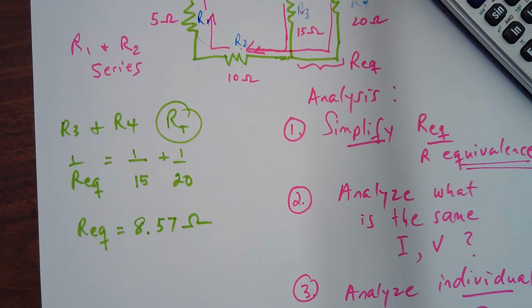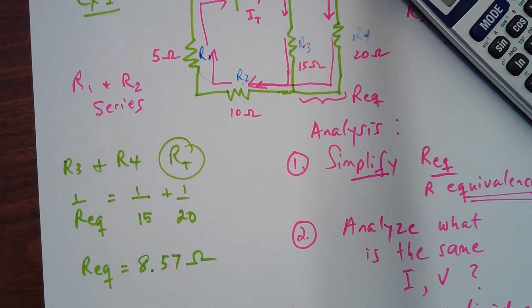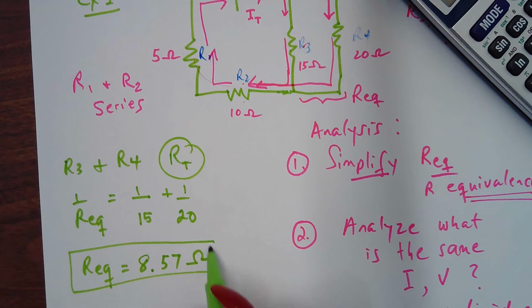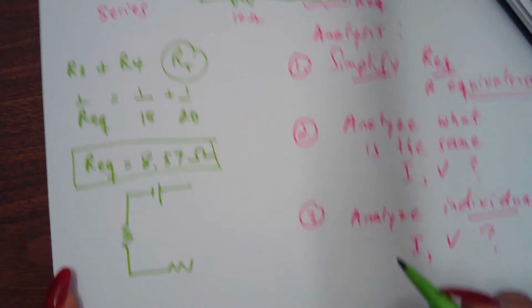So here's what I'm going to do now. Because I simplified it, I'm going to simplify my picture as well. This is now what we have. All right, are you guys okay with this one? R equivalent for now. We're good, right? So here is what we have right now. So I still have my R1. I still have the R2.